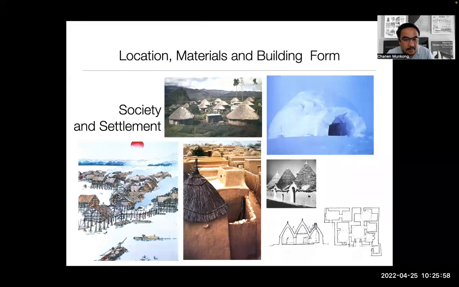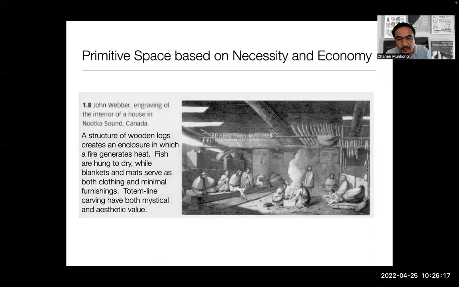We began to see the bamboo huts. We began to see mud houses, clay houses, igloos built from ice cubes, houses built with stone that is available in the area in Italy, right? So the primitive space is based on what we need and the economy for what we can gain, right?